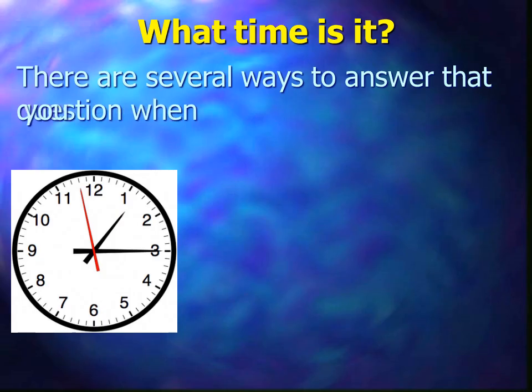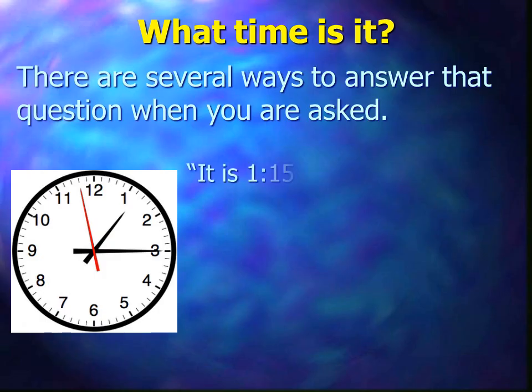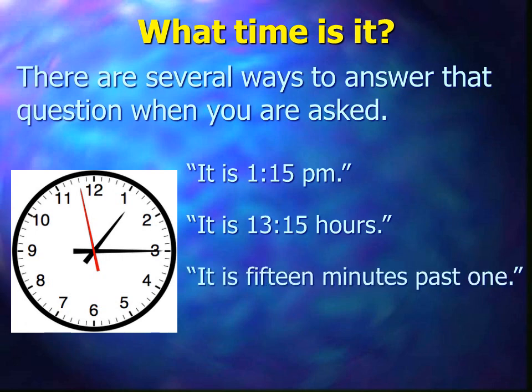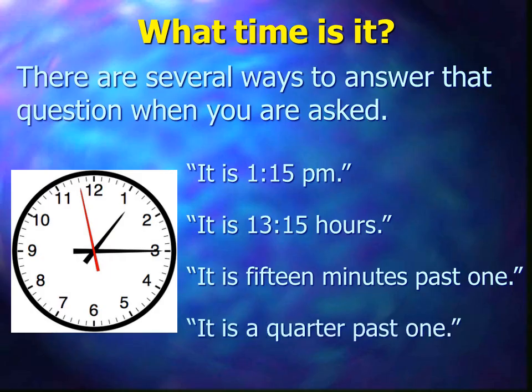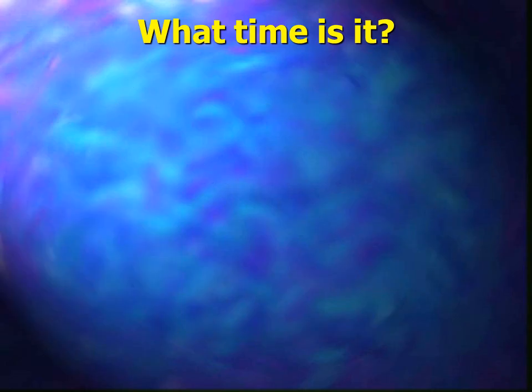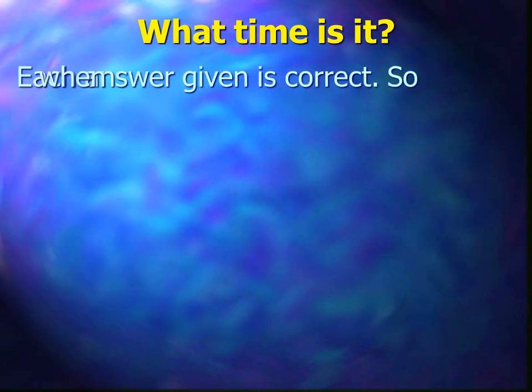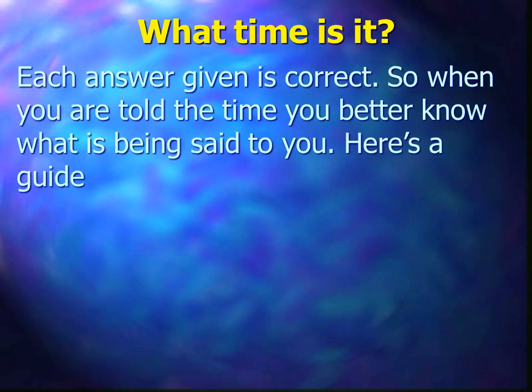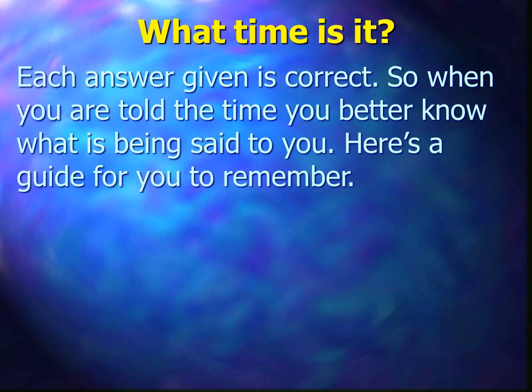There are actually several ways to answer that question when you are asked. Here is an example. It is 1:15 p.m. It is 13:15 hours. It is 15 minutes past 1. It is 1:15. Each one of these answers is a completely valid way of describing the time shown on the clock. Each answer given is correct, so when you are told the time, you better know what is being said to you. Here's a guide to help you remember.